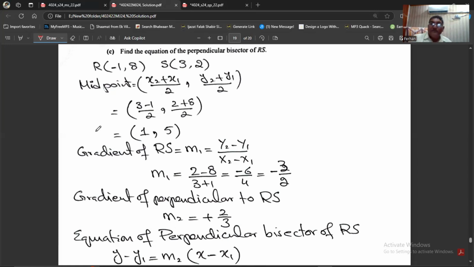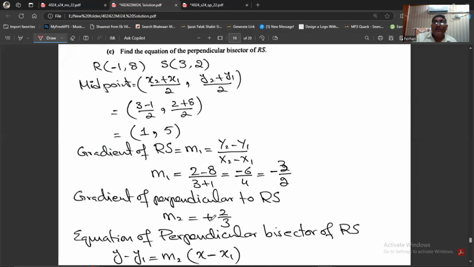Now I will find the gradient of RS. Let me call it m1. And you know the formula for the gradient is (y2 minus y1) divided by (x2 minus x1). So now what will happen? 2 minus 8 divided by 3 plus 1, which is minus 6 by 4, that's minus 3 by 2. So this is the gradient of the RS line. The gradient of the perpendicular to RS will be the reciprocal of this gradient, and you will change the sign. So the gradient of the perpendicular, let me call it m2, will be 2 by 3, and it should be positive.